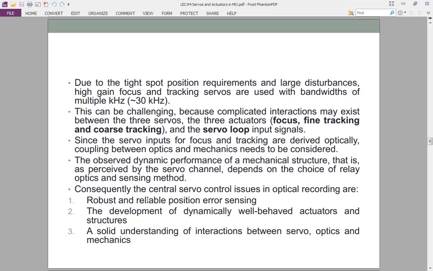An actuator must be very dynamic so that it tracks the speed of the movement of the optical disc without losing it. Then, of course, the interaction between the optics and mechanics is also a challenge. So these are challenges that are associated with the servo systems.